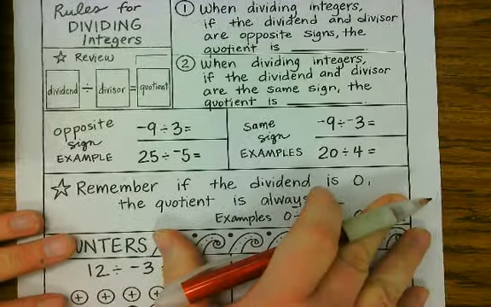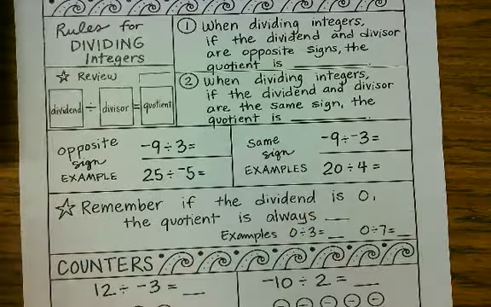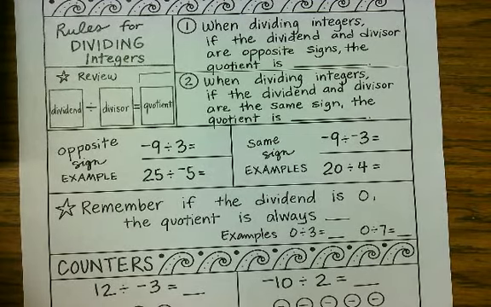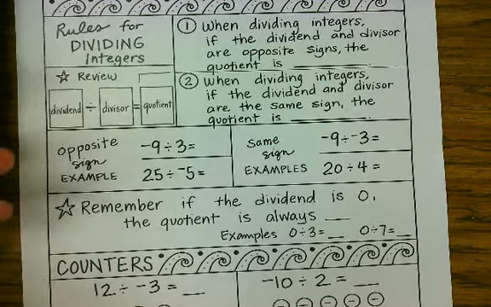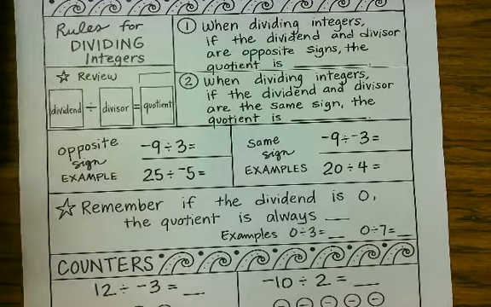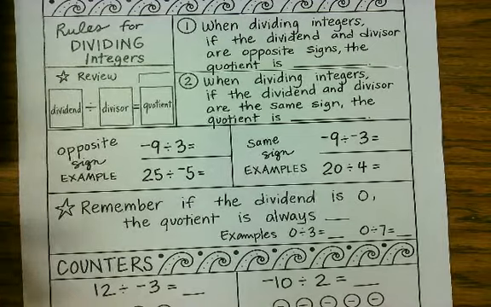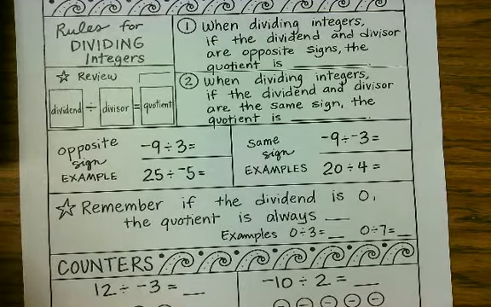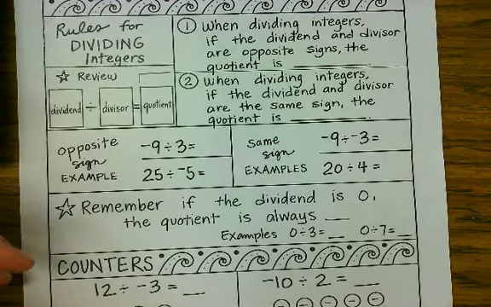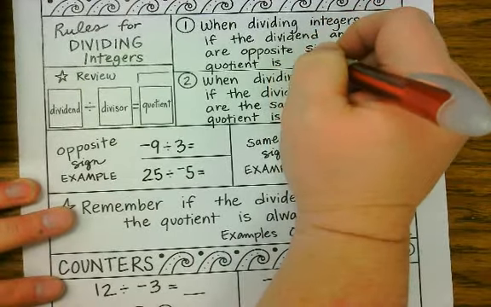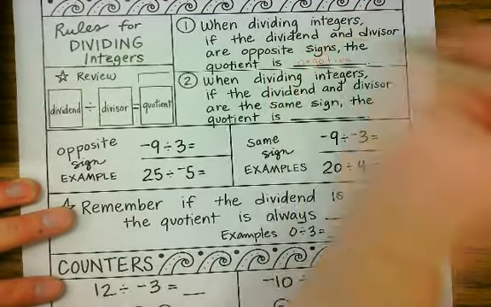Okay, moving on. Next, rules for dividing integers. When we're dividing integers, it's similar to when we're multiplying integers. When dividing integers, if the dividend and the divisor are opposite signs, the quotient is negative. So we're going to put negative here. But I want you to understand what that means.